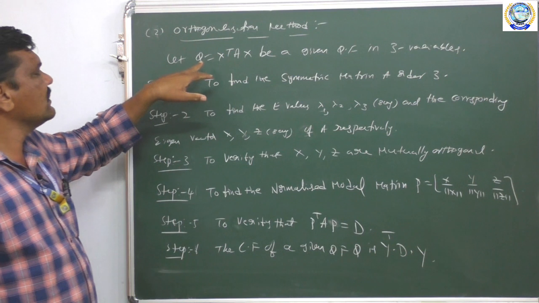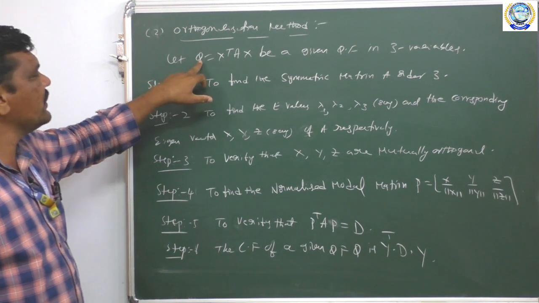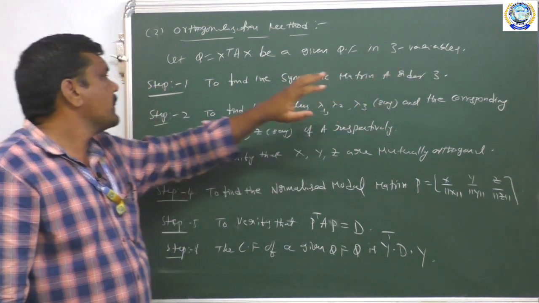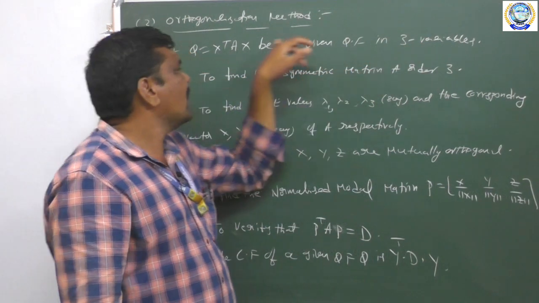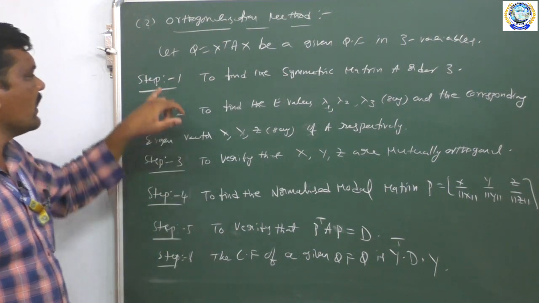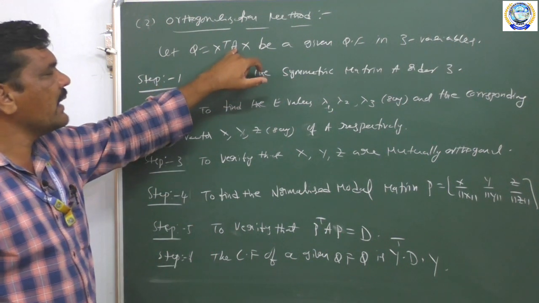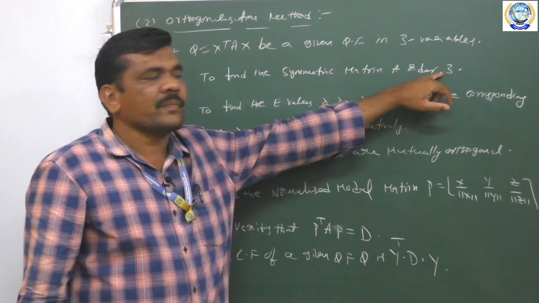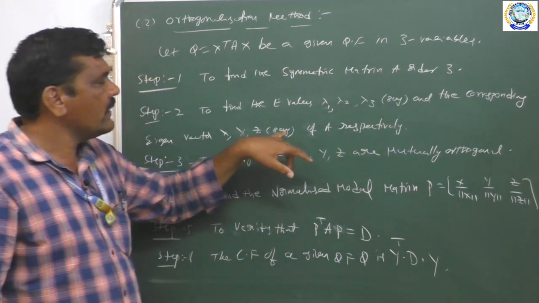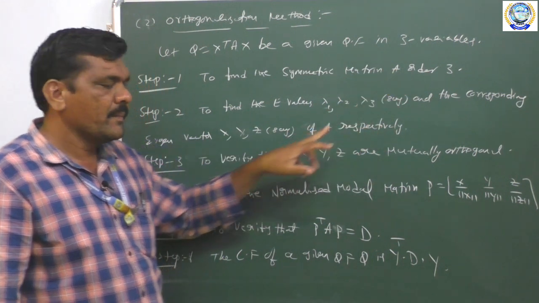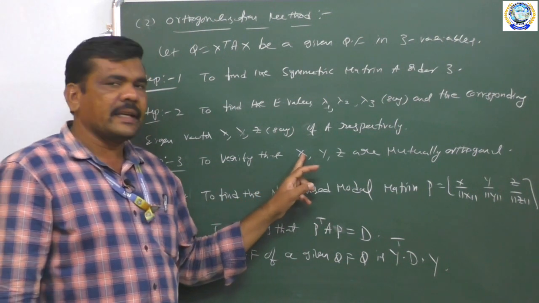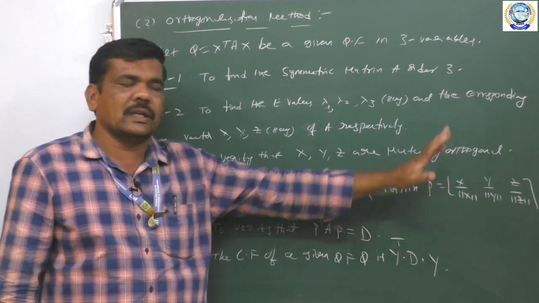In this method, first we take the quadratic form with three variables. Let Q is equal to x transpose Ax be a given quadratic form in three variables. Then to reduce this quadratic form into a canonical form, we use these following steps. Step 1: first to find the symmetric matrix capital A of order 3. Next, in step 2, to find the eigenvalues and the corresponding eigenvectors of this matrix capital A. Next, in step 3, to verify that these eigenvectors x, y, z are mutually orthogonal.